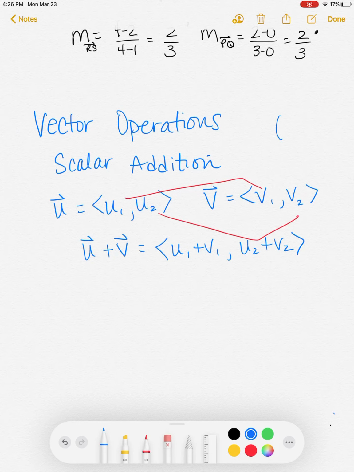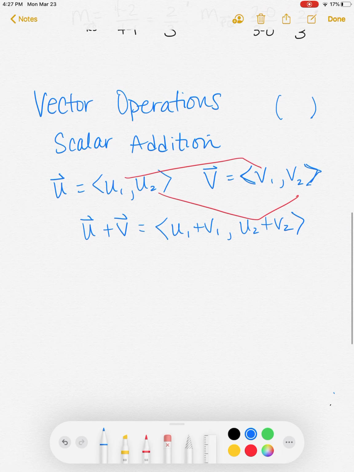Note that instead of parentheses like we did when we were talking about a point, we use these little arrows to indicate that we are now in vector form as opposed to point form. So summing two vectors is that basic. So let's sum two vectors.